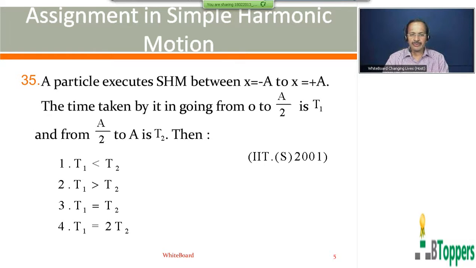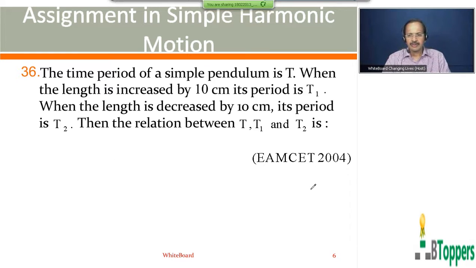So I am going to show the next question on screen. See the question number 36. The time period of simple pendulum is capital T. I am going to read question number 36 again. The time period of simple pendulum is capital T. When the length is increased by 10 centimeter, its period is T1. When the length is decreased by 10 centimeter, its period is T2. And the relation between T1 and T2 is.